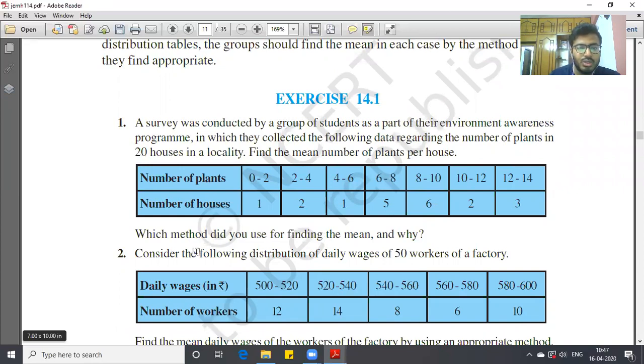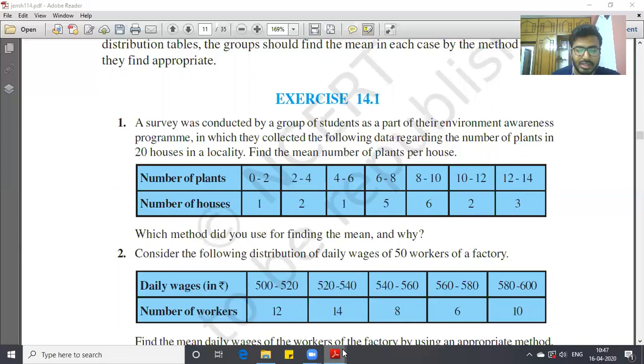Okay, 0 to 2 plants, how many houses had that? One house. 2 to 4 plants, in how many houses? Two houses. 4 to 6 plants, just one house. 6 to 8 plants in a house, that is in 5 houses. 8 to 10 plants, 6 houses are there. 10 to 12, 2 houses. 12 to 14, 3 houses.